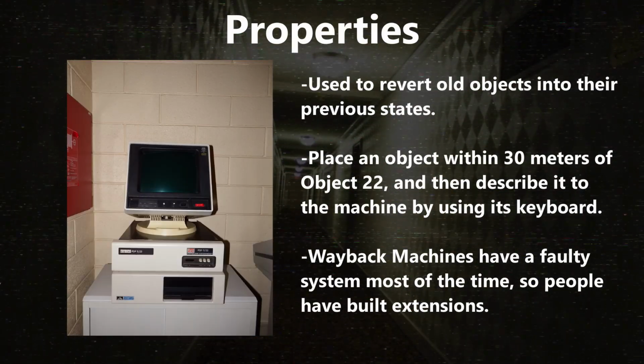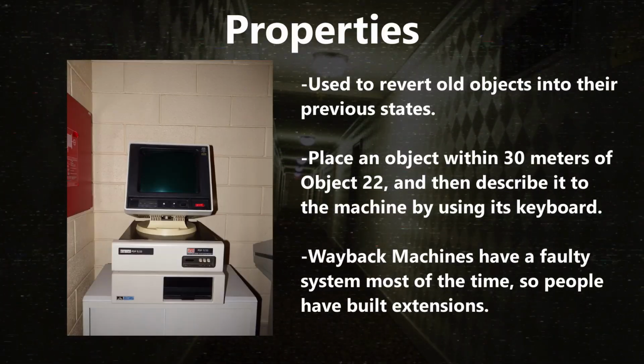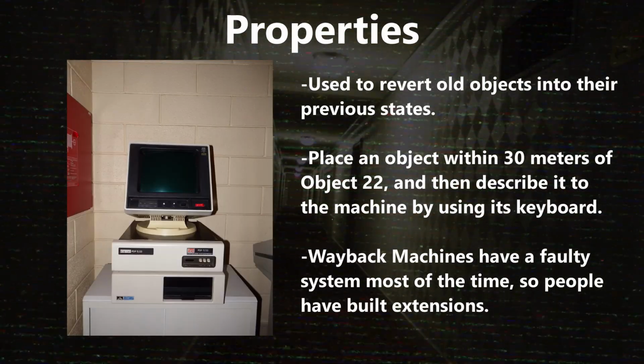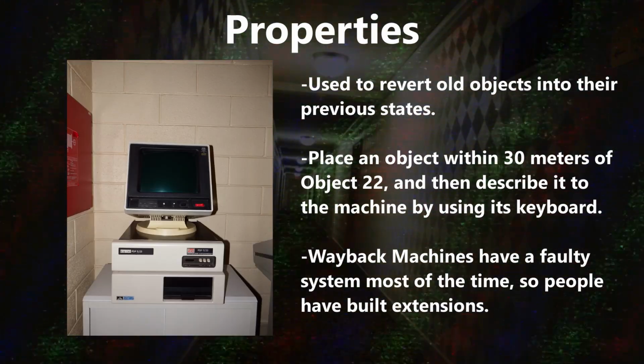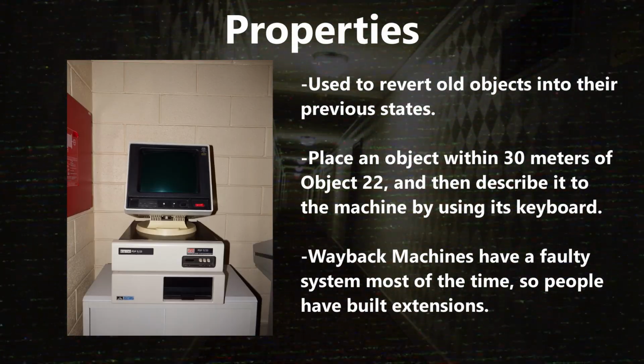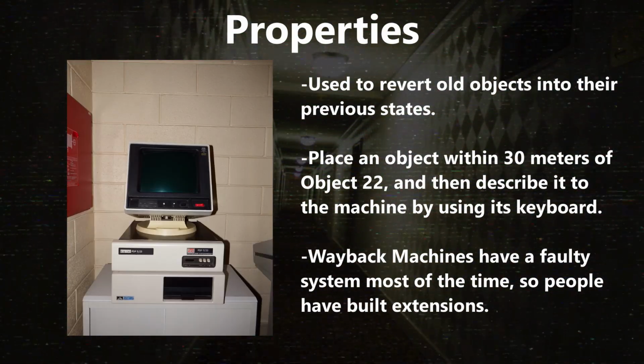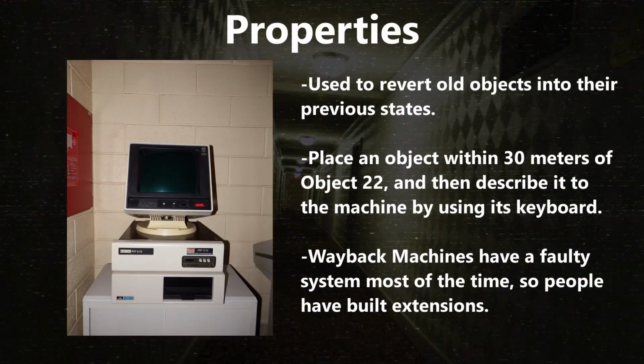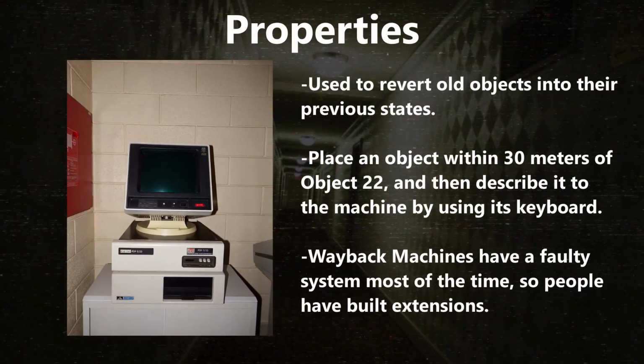Therefore, people have built extensions to help make the Wayback Machine much easier to use. One of the strongest extensions someone has built is like a 3D printer, and the machine will use the 3D printed object before reverting it back. Or will scan the 3D object before reverting it back, sorry.